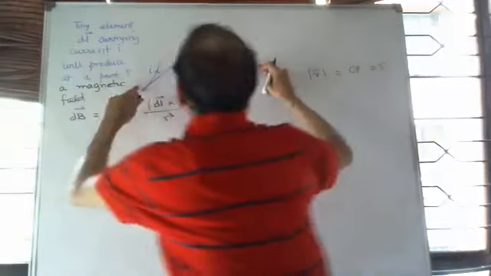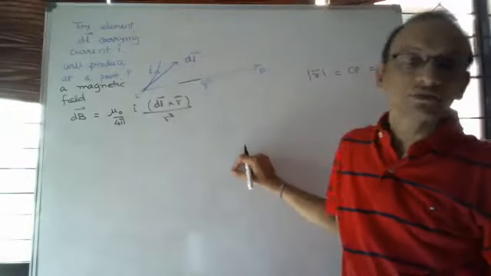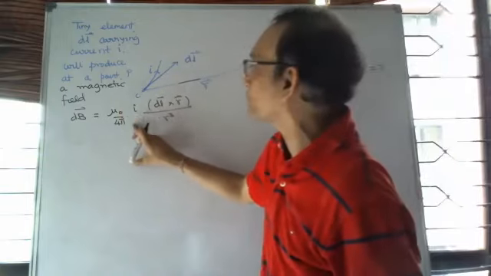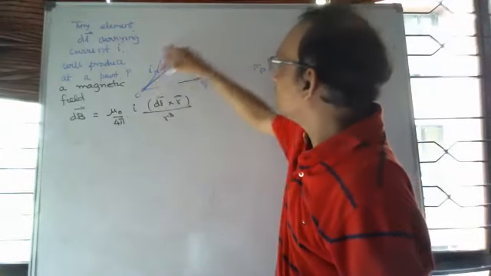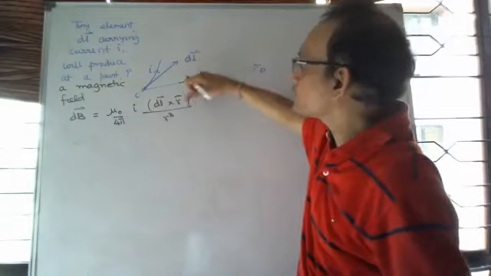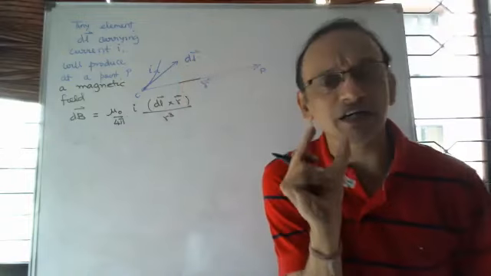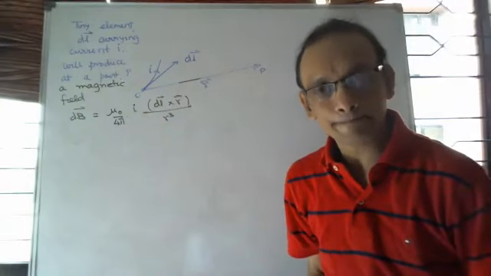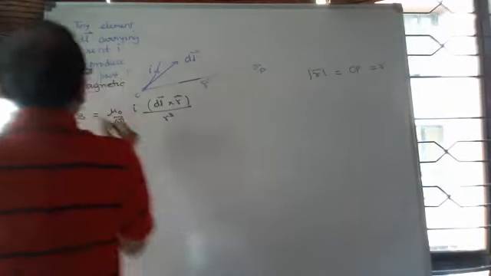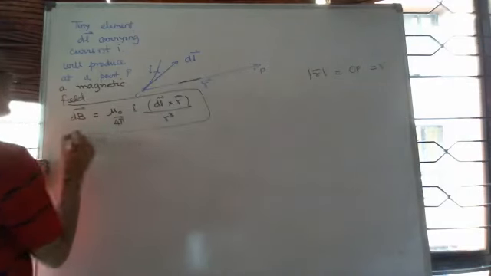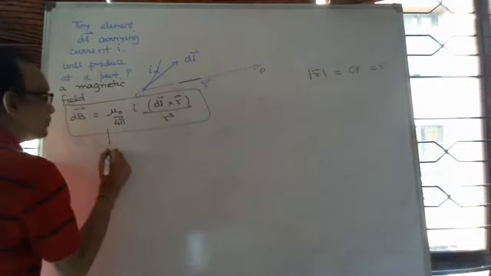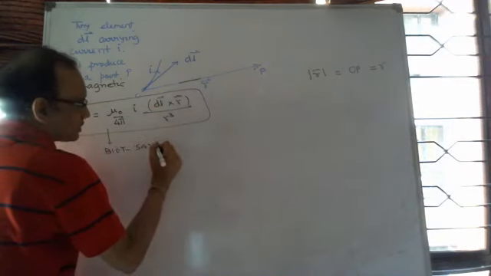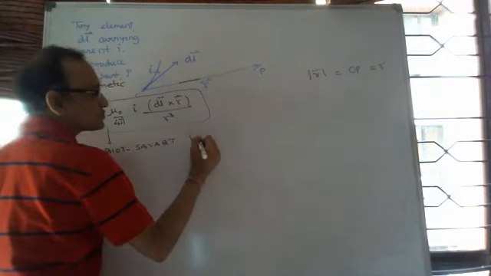What is R? R is the distance from O. That's the magnetic field produced by a tiny current element, mu naught by 4 pi, I DL cross R by R cube. DL is that small length of the conductor carrying current. Again? Yes, sir. This is called the Biot-Savart law, not Biot. Biot-Savart law.